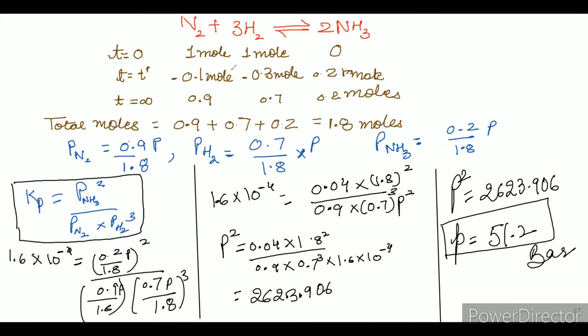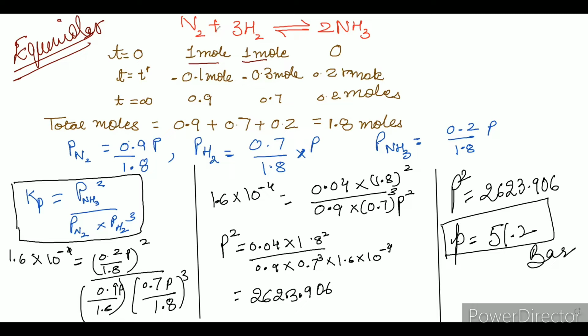I have already solved this question, so now let's have a discussion of the solution. See, the equation was N2 plus 3H2 gives you 2NH3, that is our ammonia. Now, in the first line, it is given equimolar concentration. So initially, let us suppose the moles of nitrogen is 1 and the moles of hydrogen is also 1. And initially, at time T equal to 0, there is no formation of product, so the product will be 0.